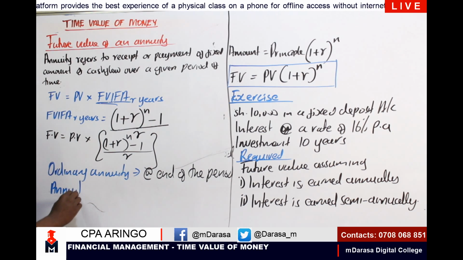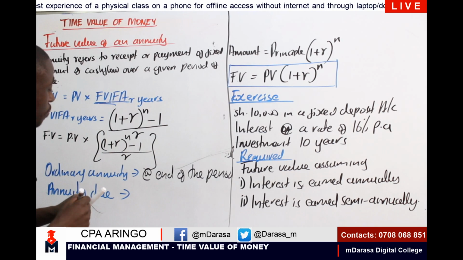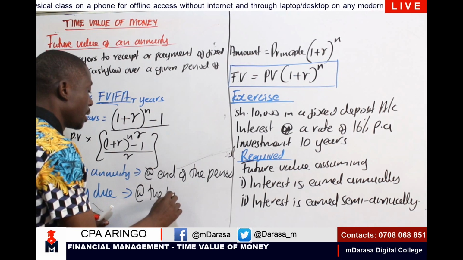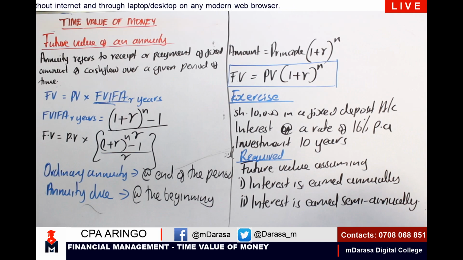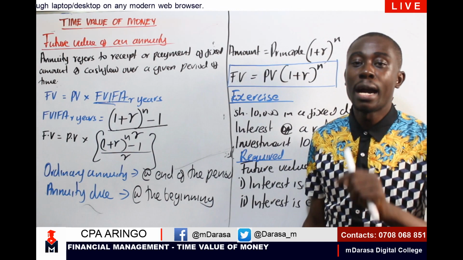Annuity due basically refers to receipt or payment of this amount at the beginning of the period. That is what you must also be very keen to distinguish. When you are given a case, identify if you are getting this amount at the end of the period or as at the beginning of the period.